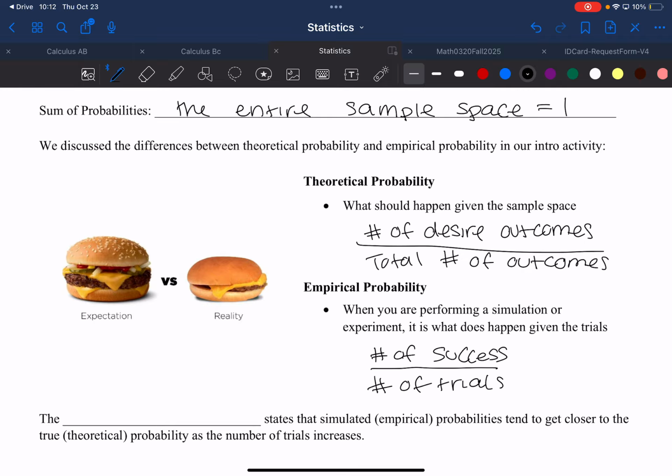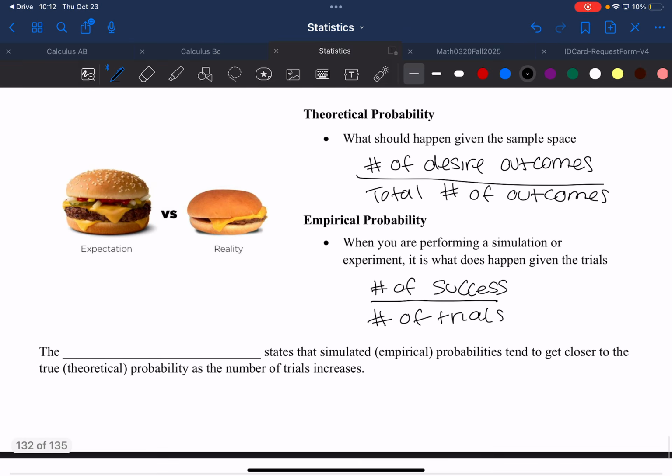Okay? So we're not always going to get exactly what was desired when we thought about this in theory. Okay. The law of large numbers states that simulated or empirical probabilities tend to get closer to the true theoretical probability as the number of trials increase. So the more trials we have, the closer to the theoretical probability.